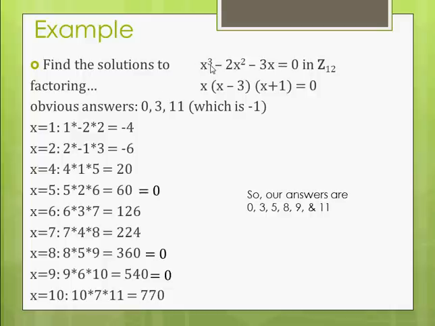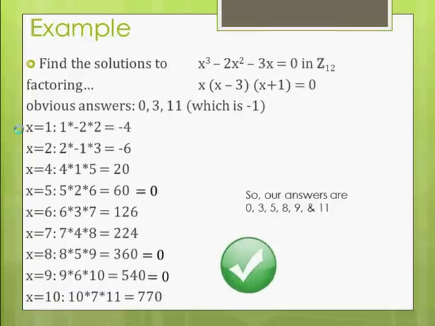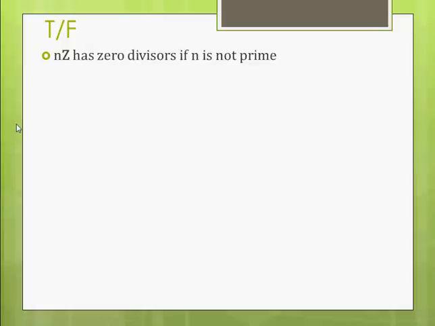So it's not like in regular college algebra where we have a maximum of 3 possible solutions. There could be more. So that's that example. Let's do some true or false. True or false? nZ, where n is some integer, has 0 divisors if n is not prime. What do you think? By the way, if you want to think about this, just pause the video. I'm going to show the answer immediately.